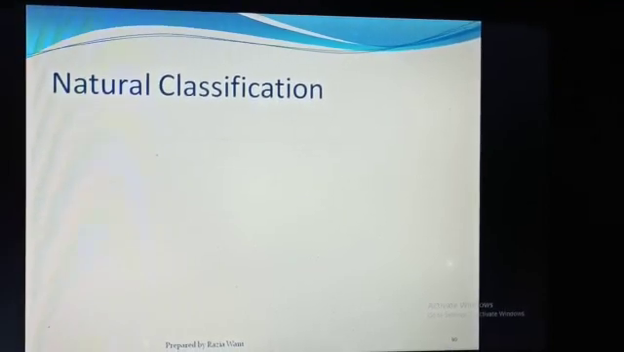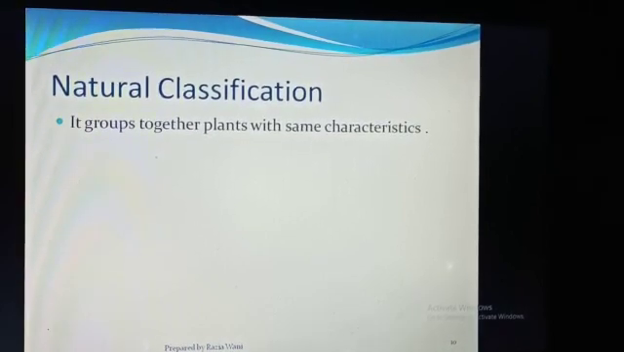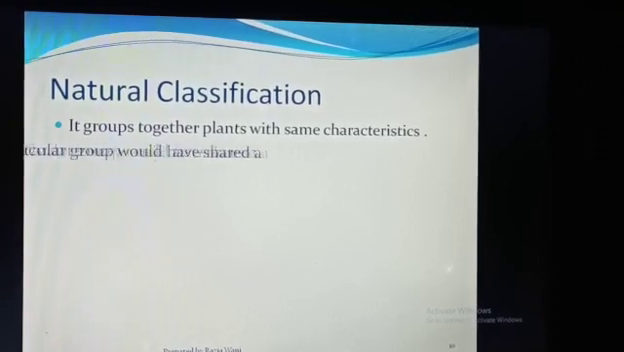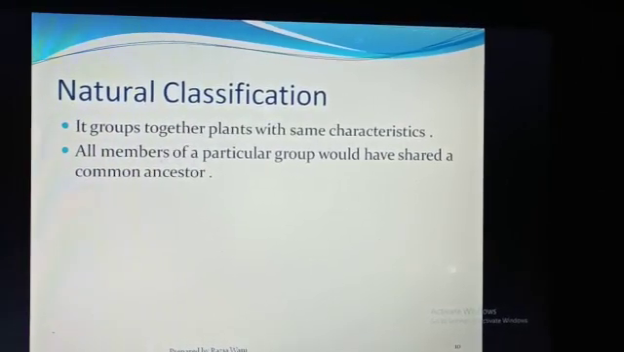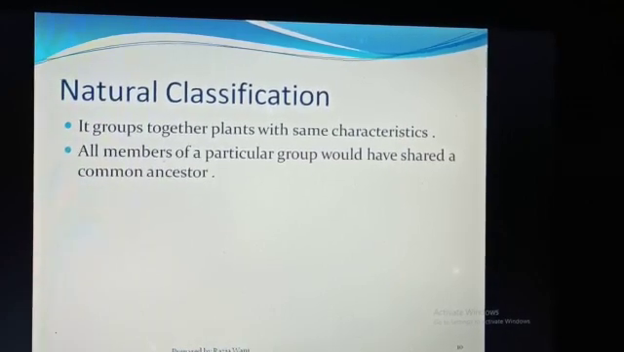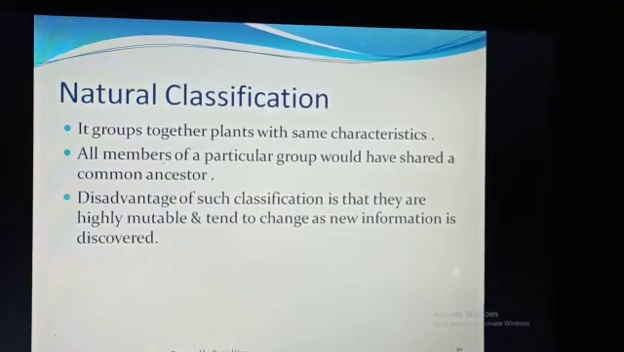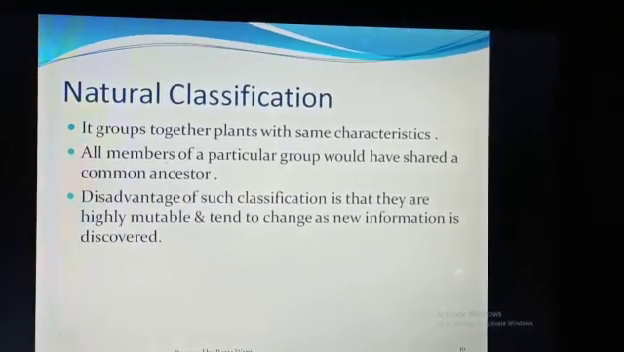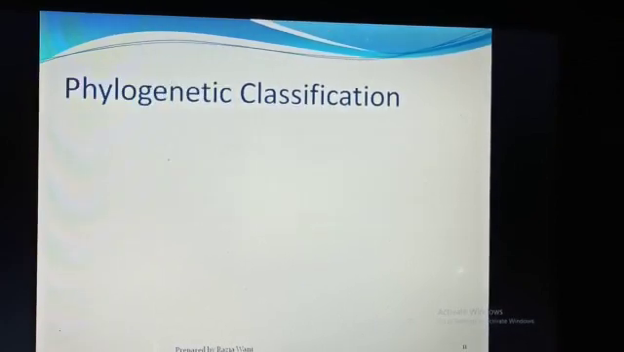Then there comes natural classification. It groups together plants with the same characteristics. All members of a particular group would have shared a common ancestor. The disadvantage of natural classification is that these groups are highly mutable and tend to change as new information is discovered.